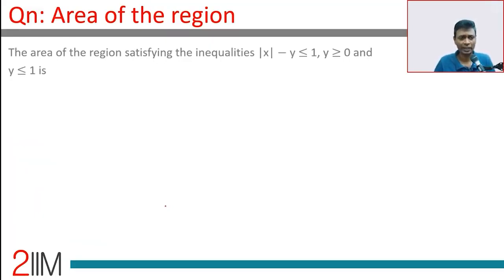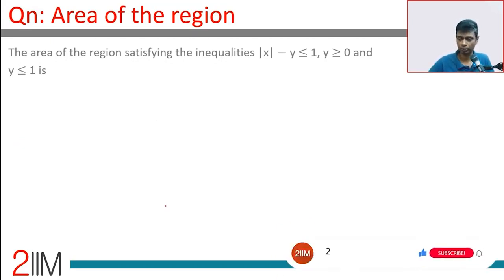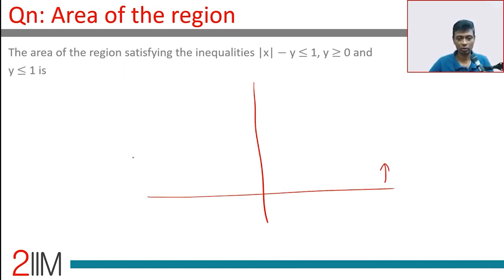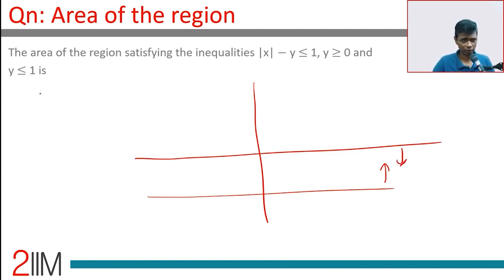The area of the region satisfying the inequalities mod x minus y less than or equal to 1, y greater than or equal to 0, y less than or equal to 1 is beautiful. Let's draw this one. Y greater than or equal to 0, this is this. Y less than or equal to 1, y equal to 1 is this region. We're talking about this band. Mod x minus y less than or equal to 1. Okay, mod x minus y equal to 1, or y equals mod x minus 1.